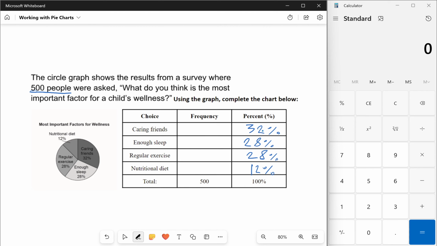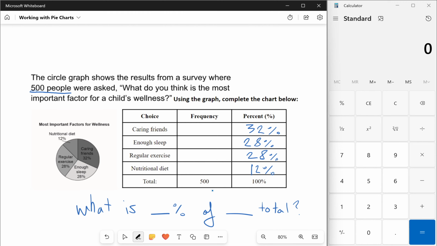Caring friends. 32% of our survey participants chose caring friends, and we know that the total number of participants was 500. So all we need to do in order to find out how many people actually chose caring friends is find out, and I'll write this down just to emphasize it, what is blank percent of blank total? That is really the question of the day.